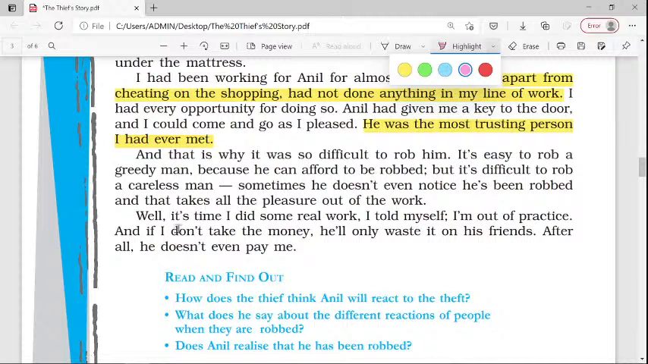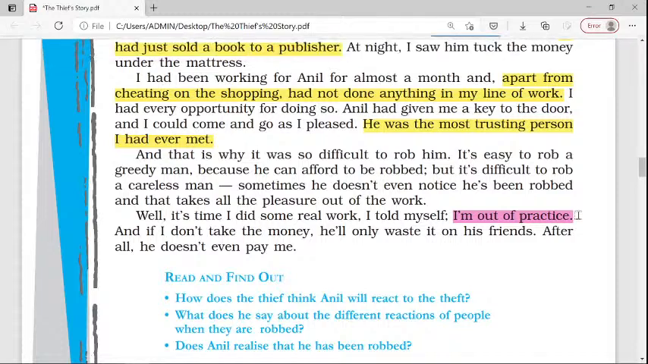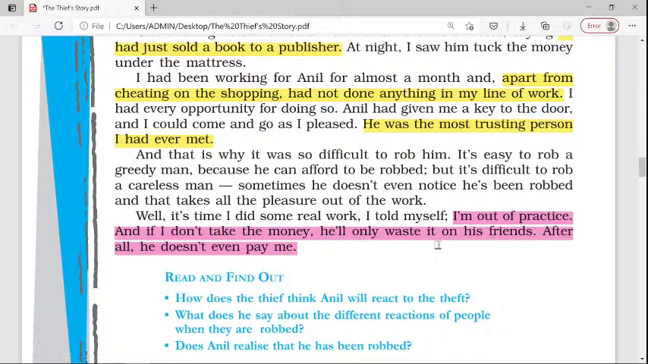"I told myself, I'm out of practice, and if I don't take the money, he will only waste it on his friends." What kind of reason does Hari Singh put forward in favor of robbing Anil? He says that I am out of practice. Practice means here I am out of stealing practice, and if I do not take the money away from Anil at this moment, then he will again carelessly waste it on his friends. After all, he doesn't even pay me. That is why I've decided that I will do some real work this time. What kind of logic does he put forward?